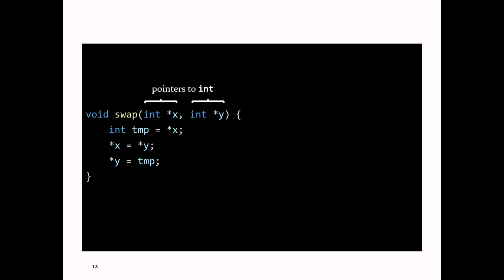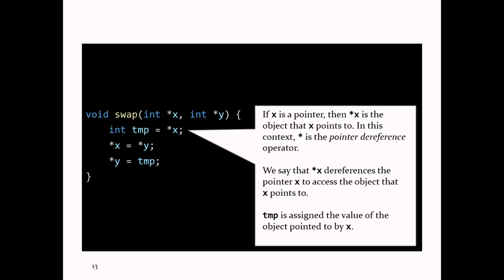So in that swap, the two parameters are pointers to int, the memory address of some int objects. If x is a pointer, then star x is the object that x points at. So in this context, the star is the pointer dereference operator. We say that star x dereferences the pointer x, and that gives you access to the underlying object that x points at.